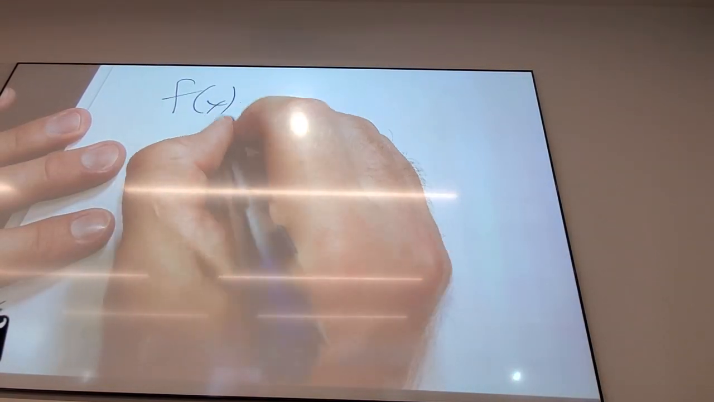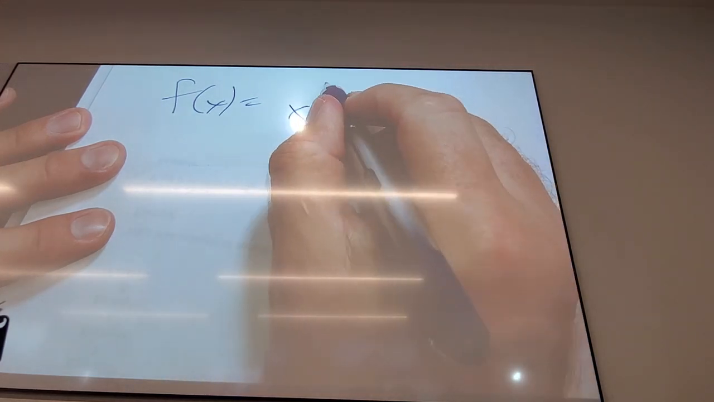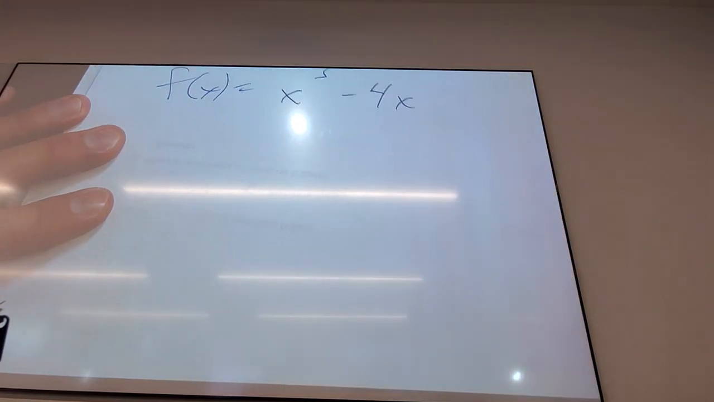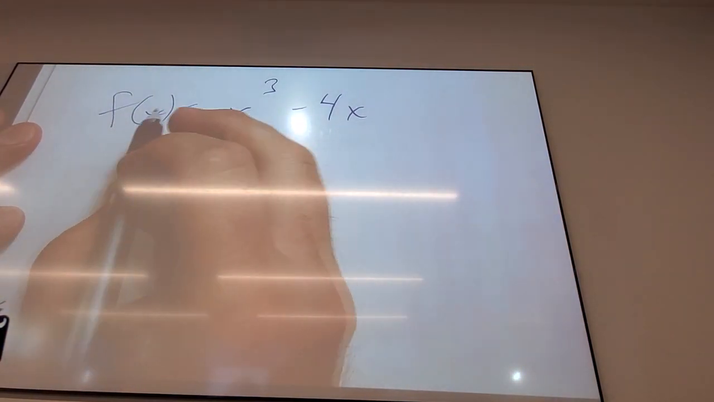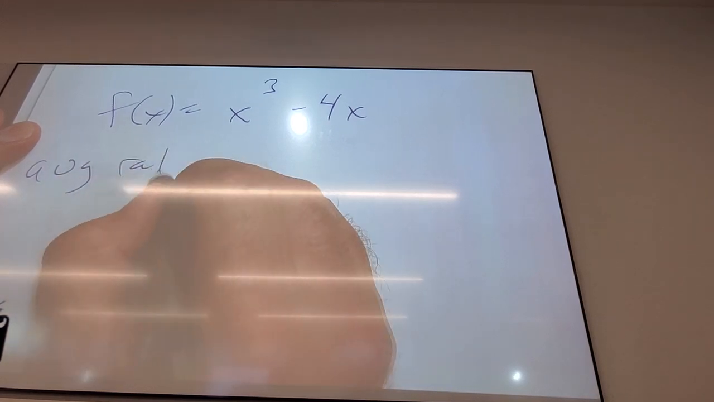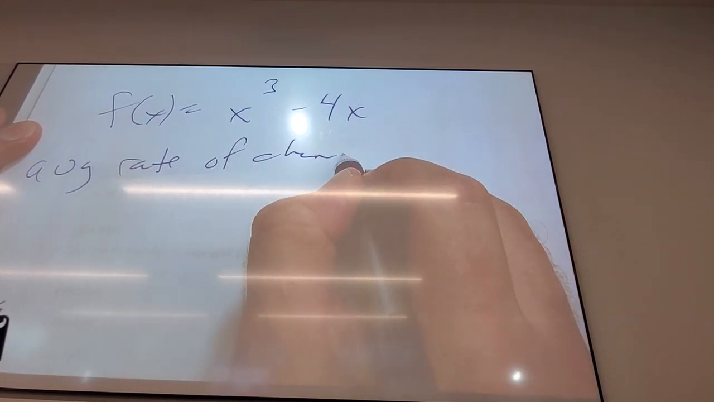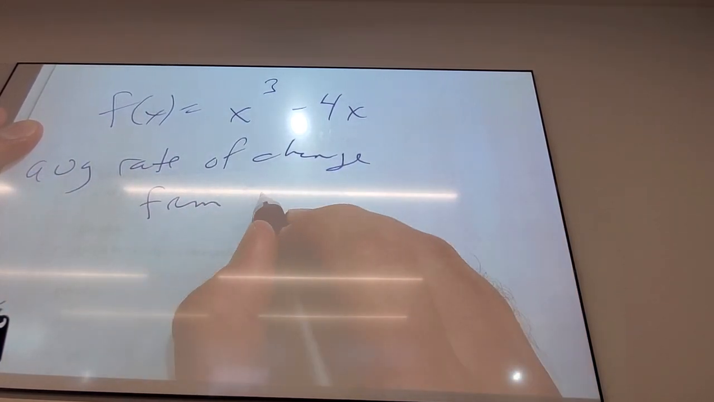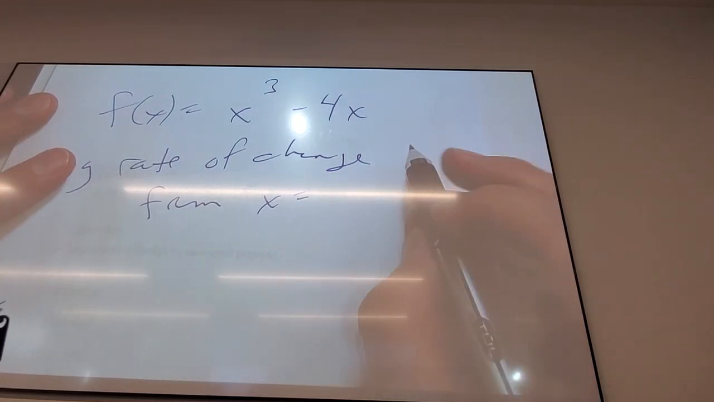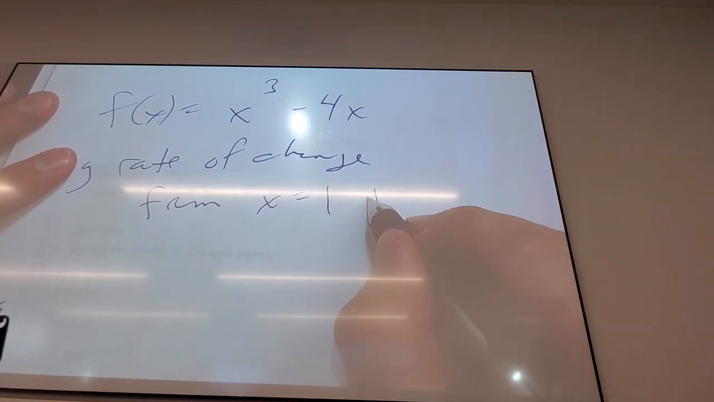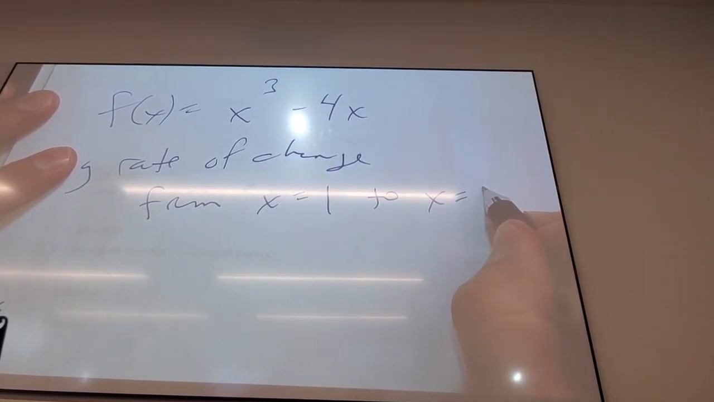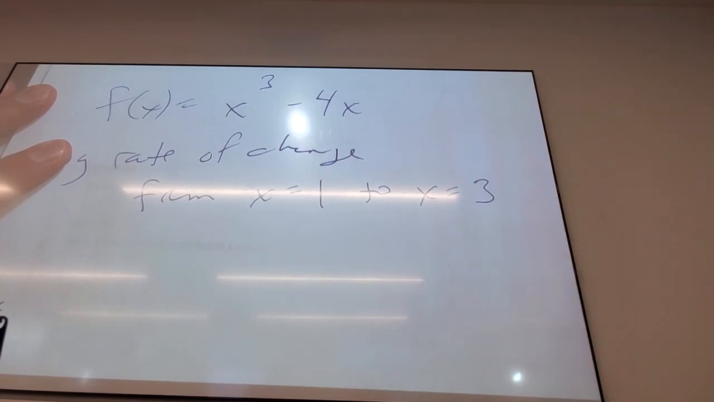So let me give you an example closer to what we have on the worksheet. Actually, exactly like we have on it. So if I give you a function, what you got, Jeff? Doesn't matter. X cubed minus 4x, yeah. And I want to know the average rate of change of the function from x equal to 1 to x equal to 3.